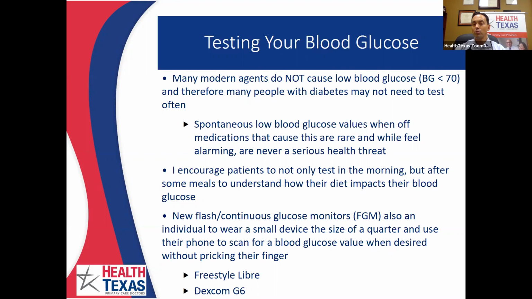Last but not least, there are new monitors on the market you may be aware of. They're called continuous glucose monitors, or what we call flash glucose monitors. The 2 most common devices are the Dexcom G6 and the Freestyle Libre. And these are devices that you can wear for about 7 to 14 days on your skin. They're small little devices about the size of a quarter that you attach and will stay on you. And you can use your phone or you can use a scanner, and you can scan the device, basically hold it close, and it'll tell you your blood sugar anytime you'd like to know.